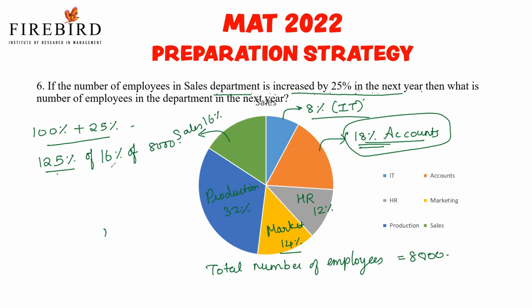Okay, so what is 125% of 16? So here you should be able to calculate 100% of 16 is 16. And the 25%, the fractional value is 1 by 4. Divide 16 by 4. So 16 plus 4 is what? 20. So 20% of 8,000. So 20% of 8,000 is nothing but 1,600 is your answer. Okay, it's very, very simple if you know the concepts and shortcuts.